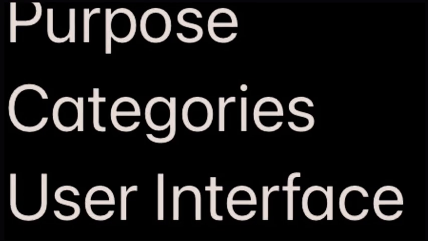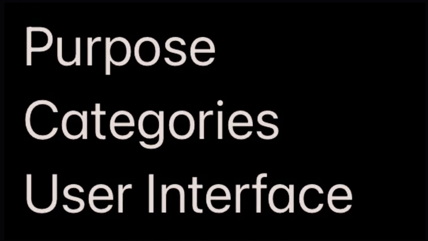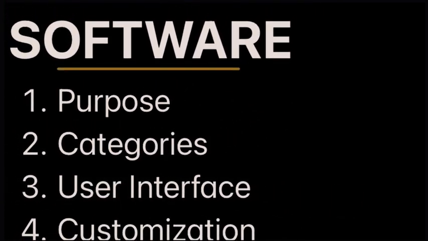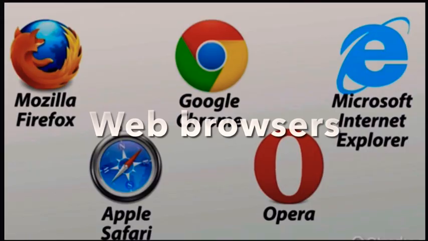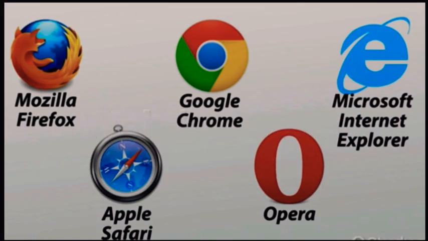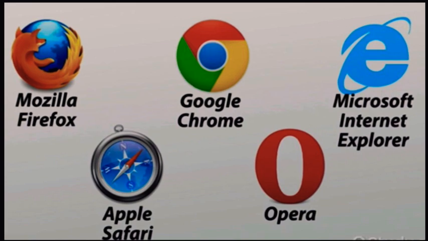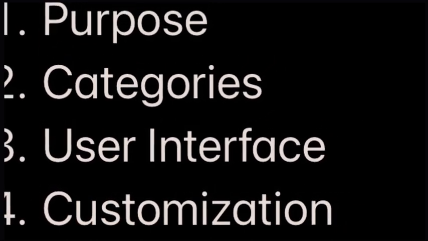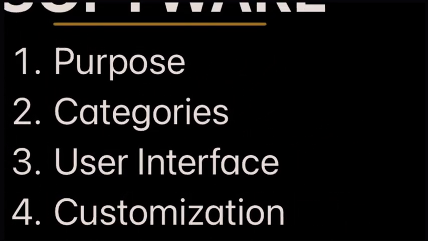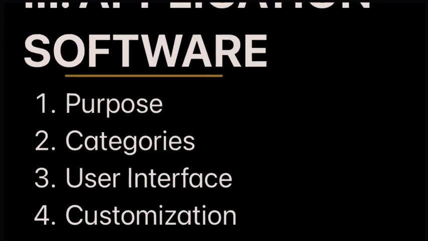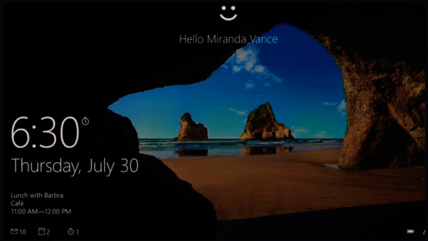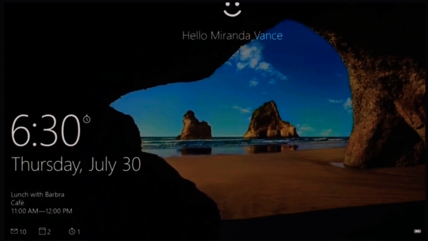User interface. Application software provides a user interface through which users interact with a program to accomplish tasks. Example, the graphical user interface of a web browser such as Google Chrome, Mozilla Firefox allows users to navigate the internet. Customization. Users can often customize settings and preferences within application software to suit their needs and preferences. Example, web browsers allow users to customize their homepage, install extensions, and manage privacy settings.